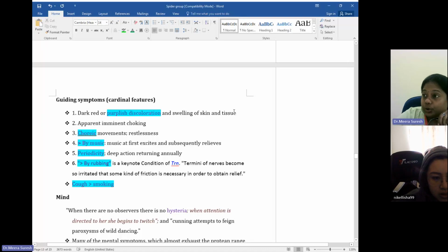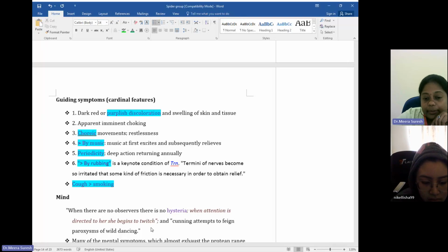Periodicity is there. I told you the poisoning, if he is not taking any preventive, the patient who had that history of biting from the spider, the complaints will be returning every year. So even in our symptomatology we have got this periodicity, and here there is a different feature. There is amelioration from rubbing. This is a keynote condition of tarantula, and the sentence they say is, termini of nerves become so irritated that some kind of friction is necessary to obtain relief.